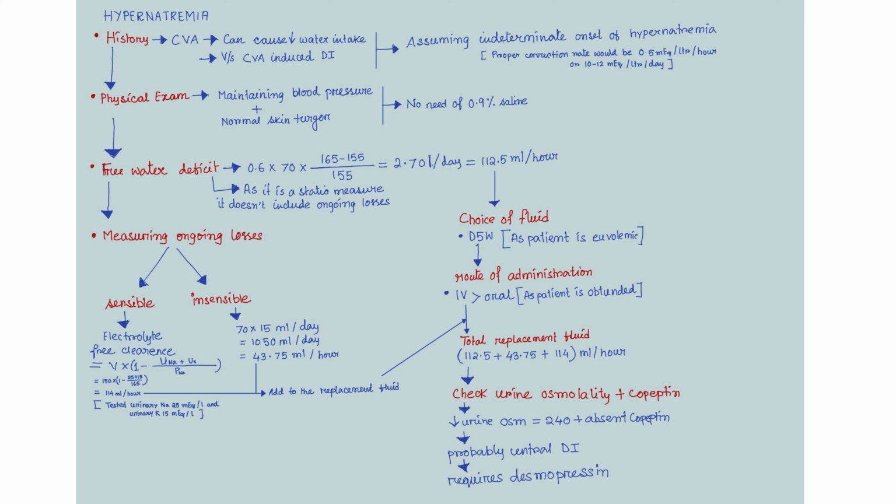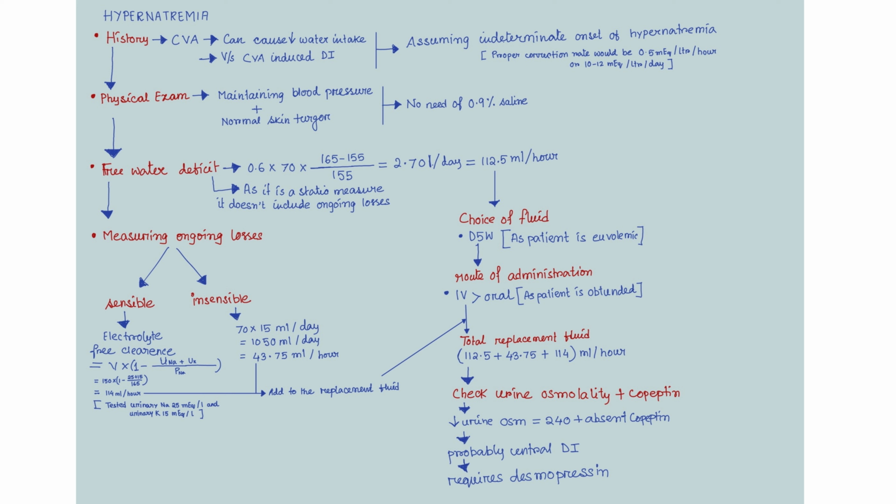And for the route of administration, I would prefer IV first, as the patient is obtunded and probably intubated as well. So I'll prefer IV over oral correction. And if hypernatremia improves or the patient's mentation improves, then I would also prefer the oral correction of hypernatremia.